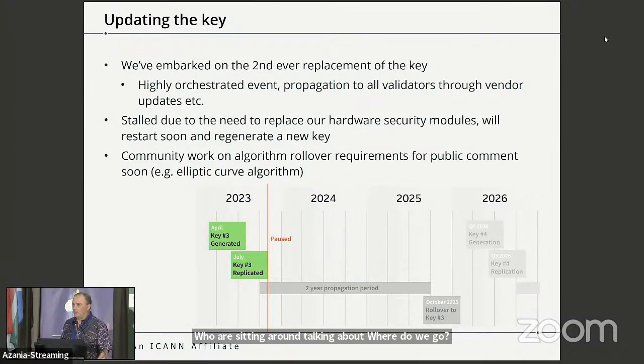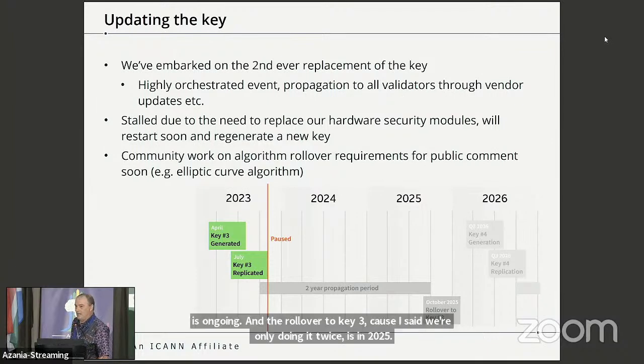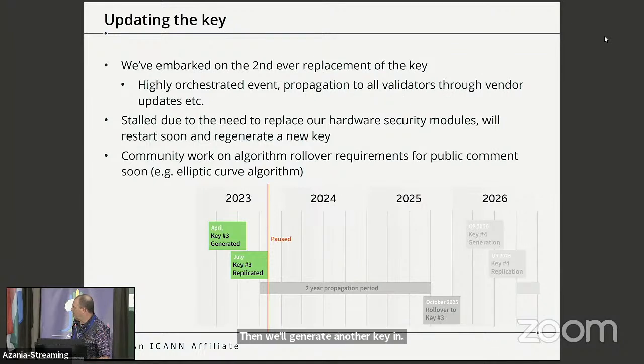And at some point, we will change the key to a different algorithm. I think we're a little way out. So you can see there that the next process is ongoing. And the rollover to key 3, because I said we've only done it twice, is in 2025. Then we'll generate another key in 2026. So there's a whole process that this goes through.